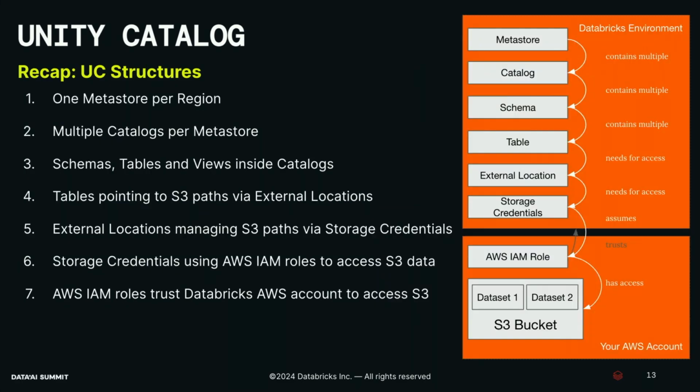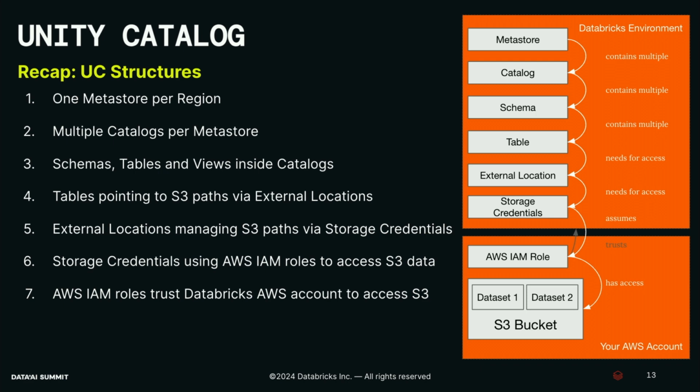Maybe a short recap on the Unity Catalog structures, on how it works. So first of all, we are on AWS, but for Azure and GCP, it's quite similar. You have one metastore per region. And in this metastore, you can have multiple catalogs. And the catalogs contain the schemas, the tables, the views, and so on. All these are in a catalog. And then there are tables, and the tables are actually mapping to files on S3, right? So the physical data is still on S3.